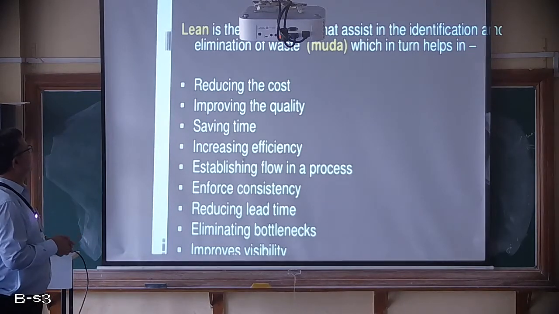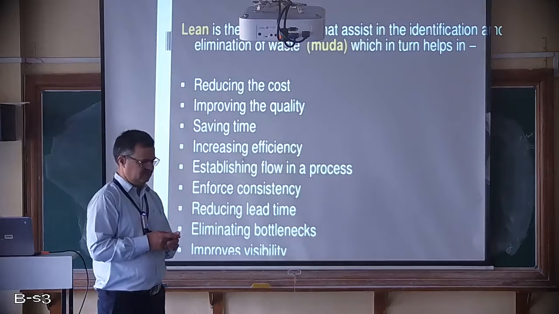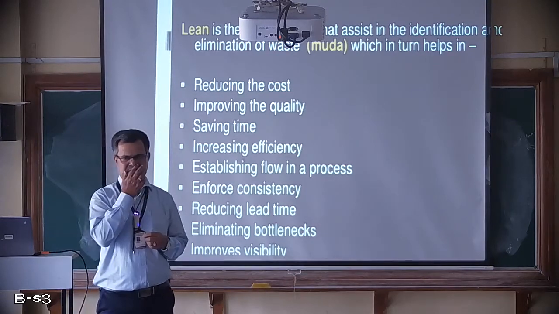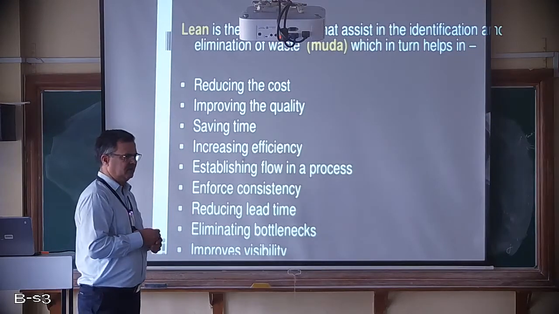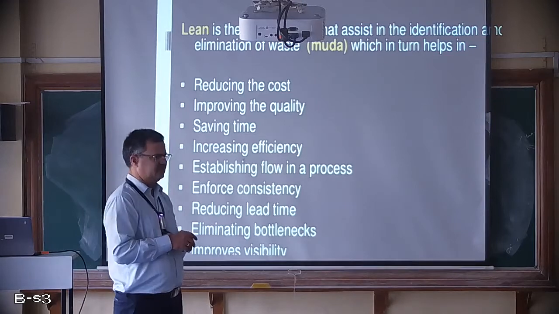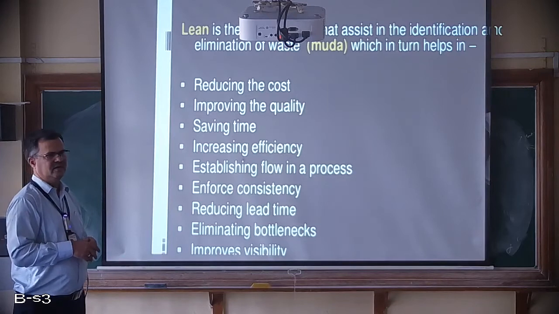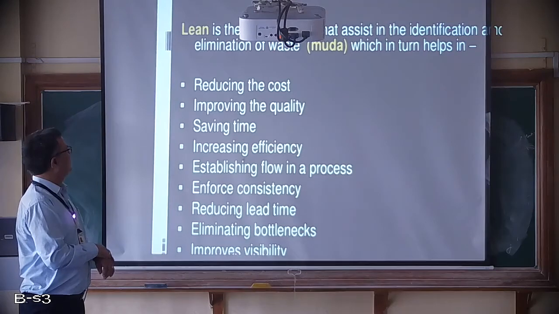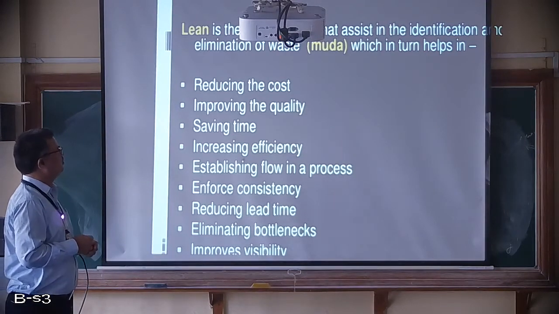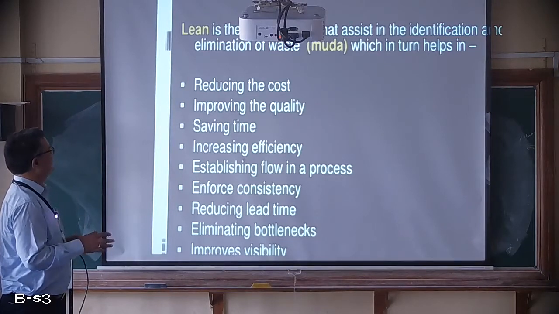Lean is the set of tools that assist in the identification and elimination of waste. They have given a term called MUDA for waste. I already told you in the last class, there were seven wastes, and also one extra waste, a new waste identified, intellectual waste. So here I'm talking about the different set of tools that help in identification of waste and also elimination of waste.